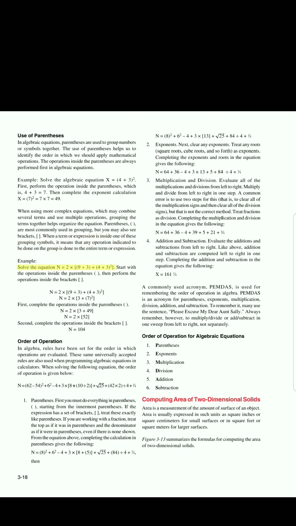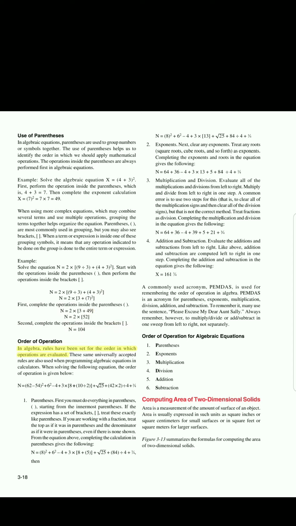Example. Solve the equation n equals 2 times [9 divided by 3 plus (4 plus 3)²]. Start with the operations inside the parentheses, then perform the operations inside the brackets. N equals 2 times [9 divided by 3 plus (4 plus 3)²]. N equals 2 times [3 plus 7²]. First, complete the operations inside the parentheses. N equals 2 times [3 plus 49]. N equals 2 times 52. Second, complete the operations inside the brackets. N equals 104.